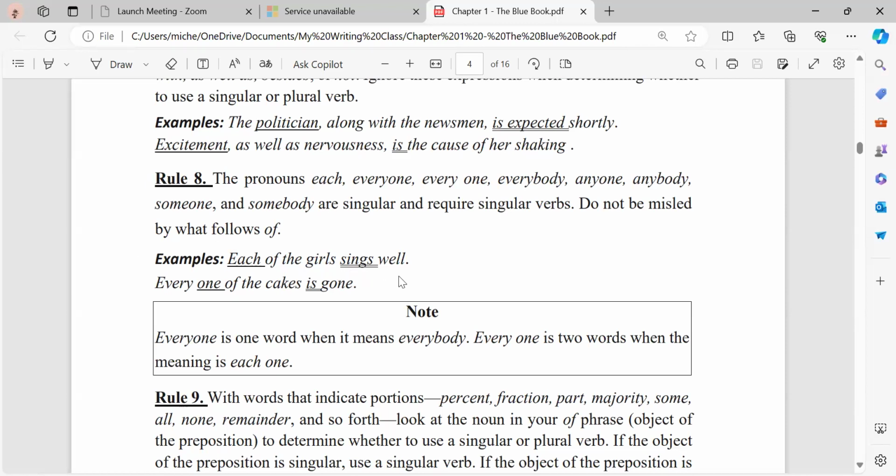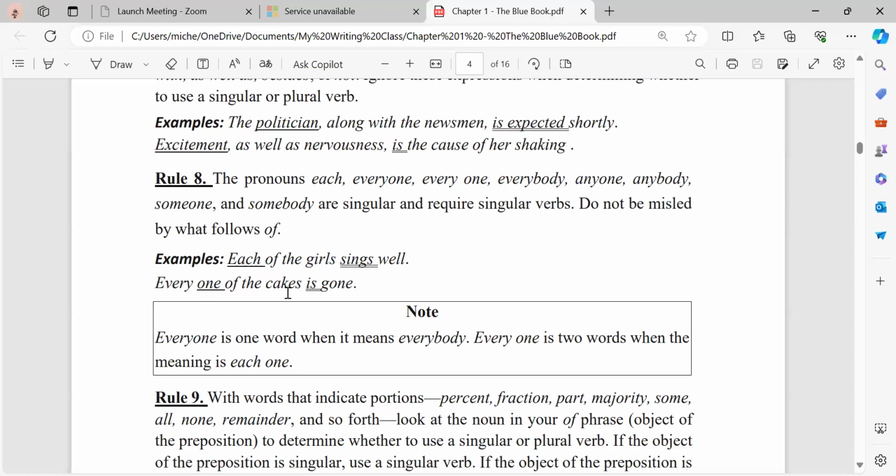So: each of the girls sings well. The girls right here seems like it is plural, but we should not use "sing," which is a plural verb. We should use a singular one because we say "each" right here, which means "setiap," just like I said right before. When we talk about each, we're talking only about one. So this should be a singular subject, and a singular subject should be followed by a singular verb as well. So this is why "sings well."